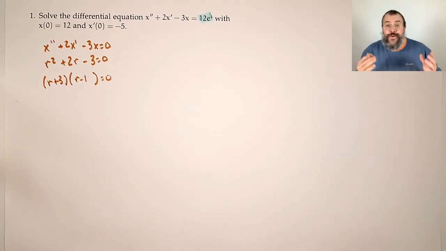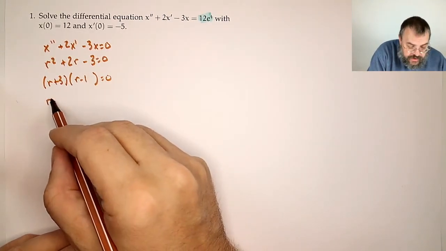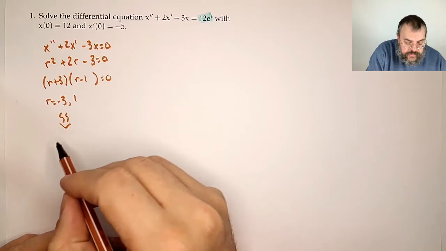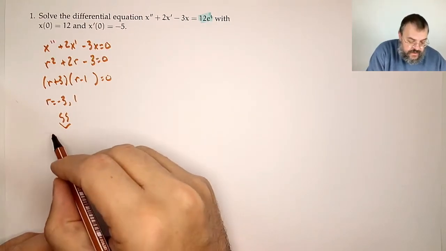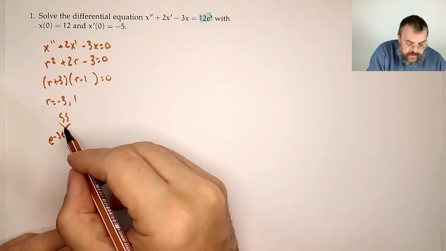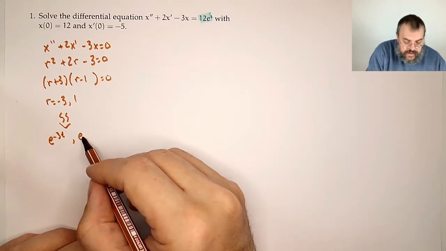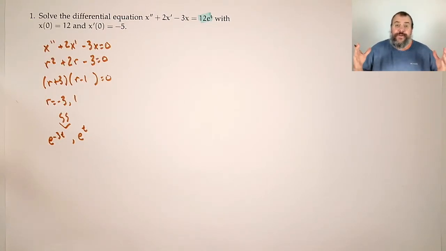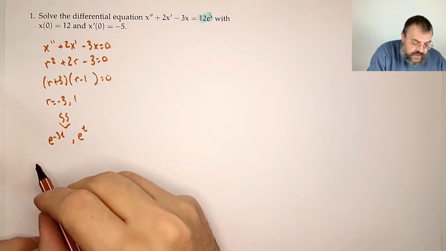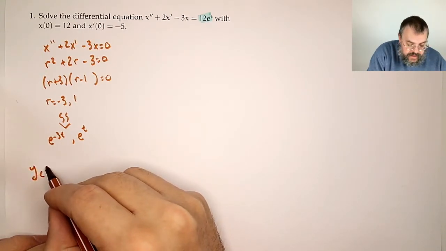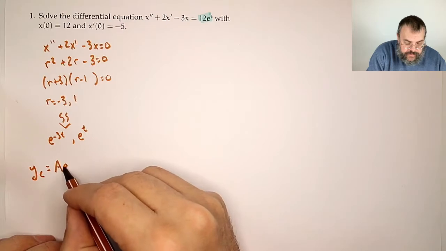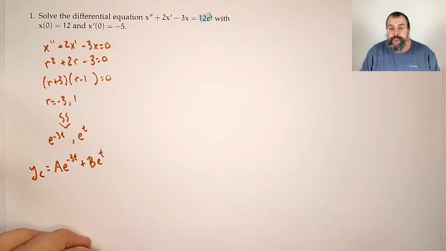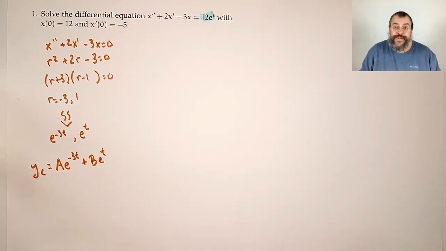All right, so what are the roots? The roots are negative 3 and positive 1. But really what that tells us is that we have solutions. So the solutions are e to the minus 3t from the root of minus 3 and e to the t. All right, so now we know what the homogeneous solutions look like. So in particular, we can say that x_c looks like some constant e to the minus 3t plus some constant e to the t. All right, homogeneous part is done.